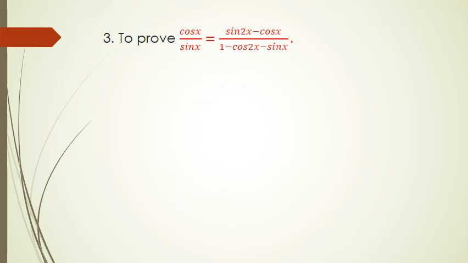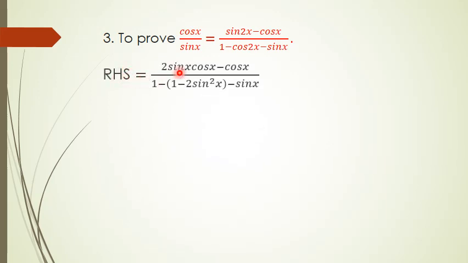Question number 3. We are required to prove that cos x over sin x equal to sin 2x minus cos x all over 1 minus cos 2x minus sin x. Now looking at the identity, we see that the right hand side is the one which is more complex. The left hand side is in its simplest form. You can't see how to start. So we choose to start from the right hand side.